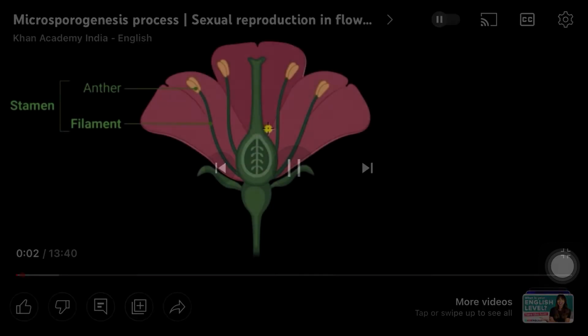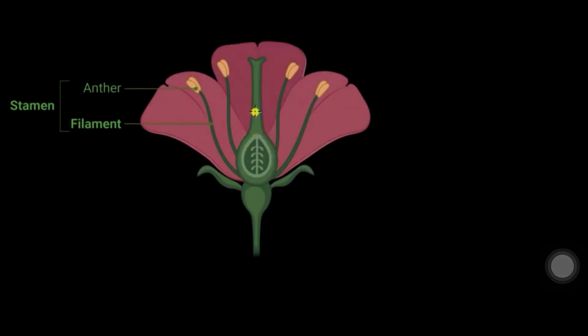is the reproductive part of a plant. And in this picture, as you can see, this flower has both the male and the female reproductive part. But I have labeled only the male reproductive part, which is called the stamen.